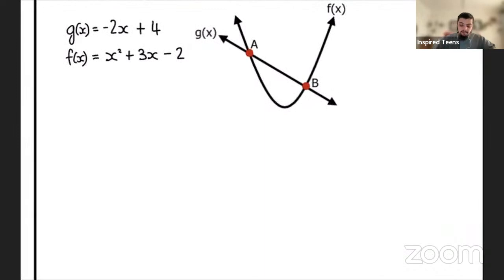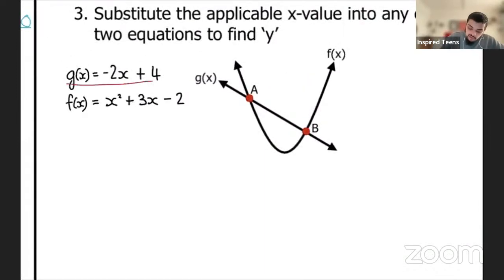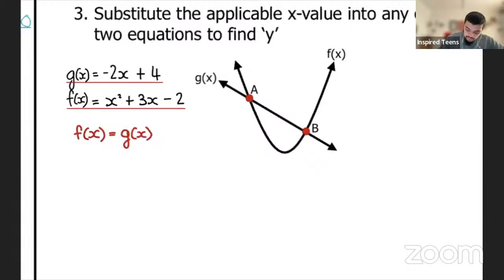Firstly, we are given the equations. We have g of x is equal to negative 2x plus 4, and we are given that f of x is equal to x squared plus 3x minus 2. So let us solve. Firstly, I'm going to equate the two functions. I'm going to say f of x is equal to g of x. This is the main step, understanding that you need to equate the two.